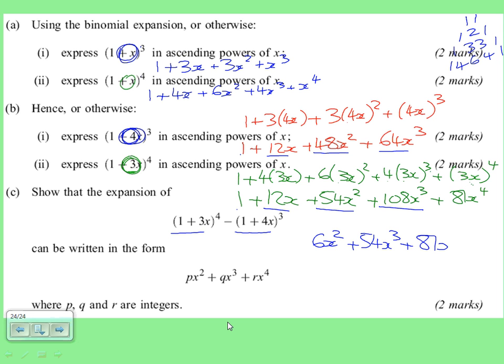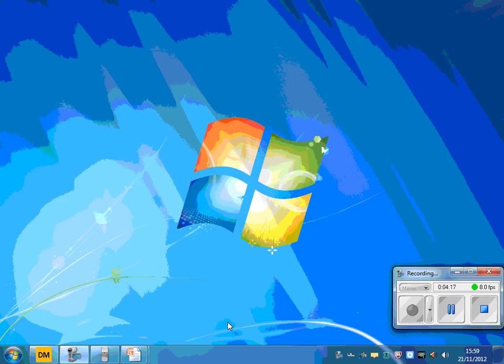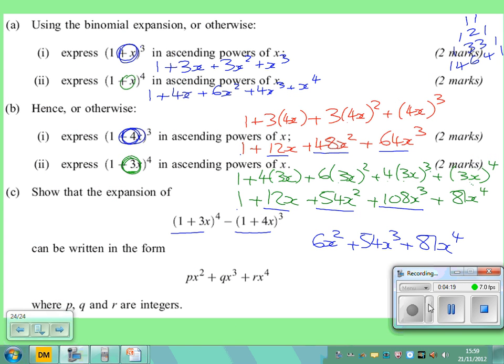Now we've also got 81x to the 4 all on the end there. And it told us to expect that, because you see the format of the answer was to say it was just going to be squares, cubes, and x to the 4's.